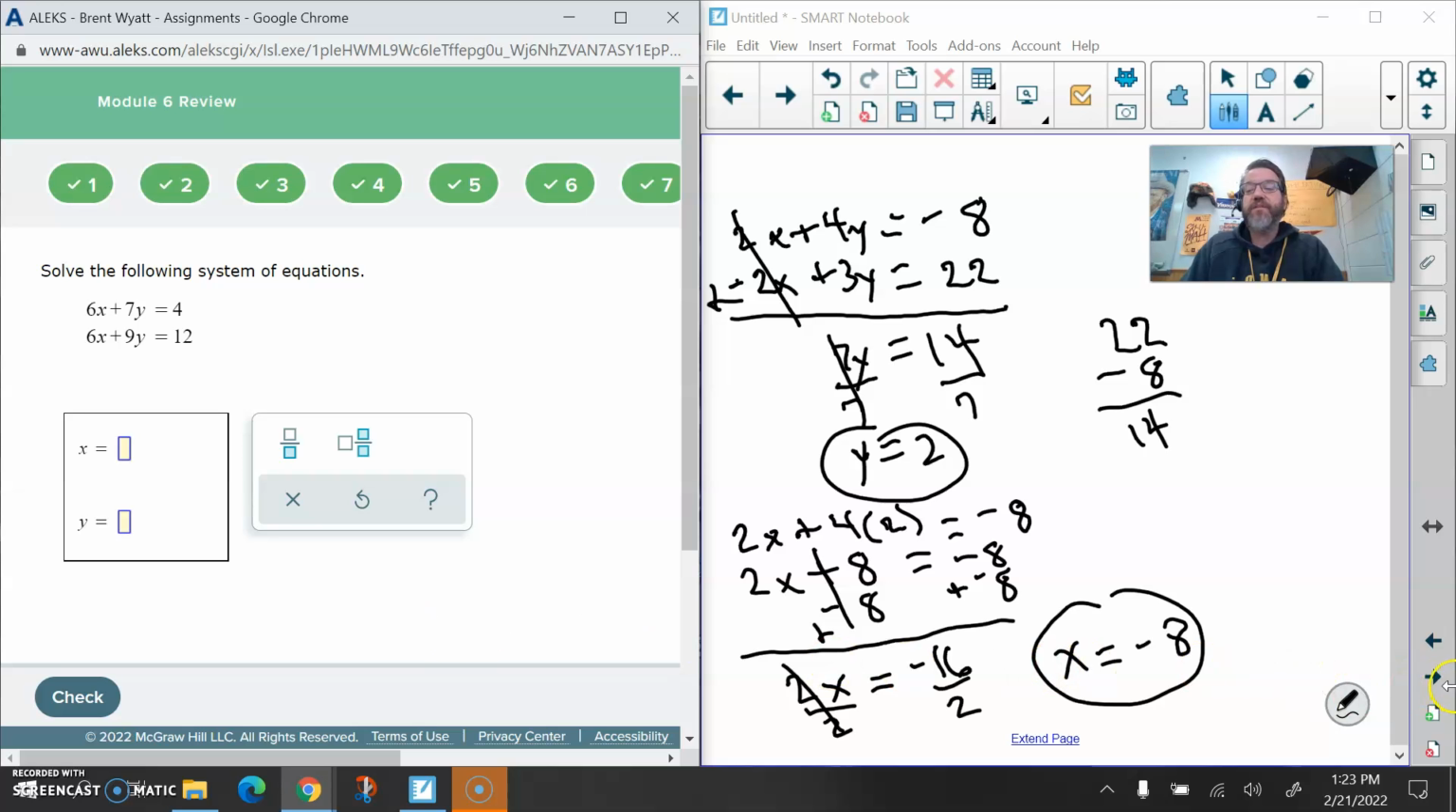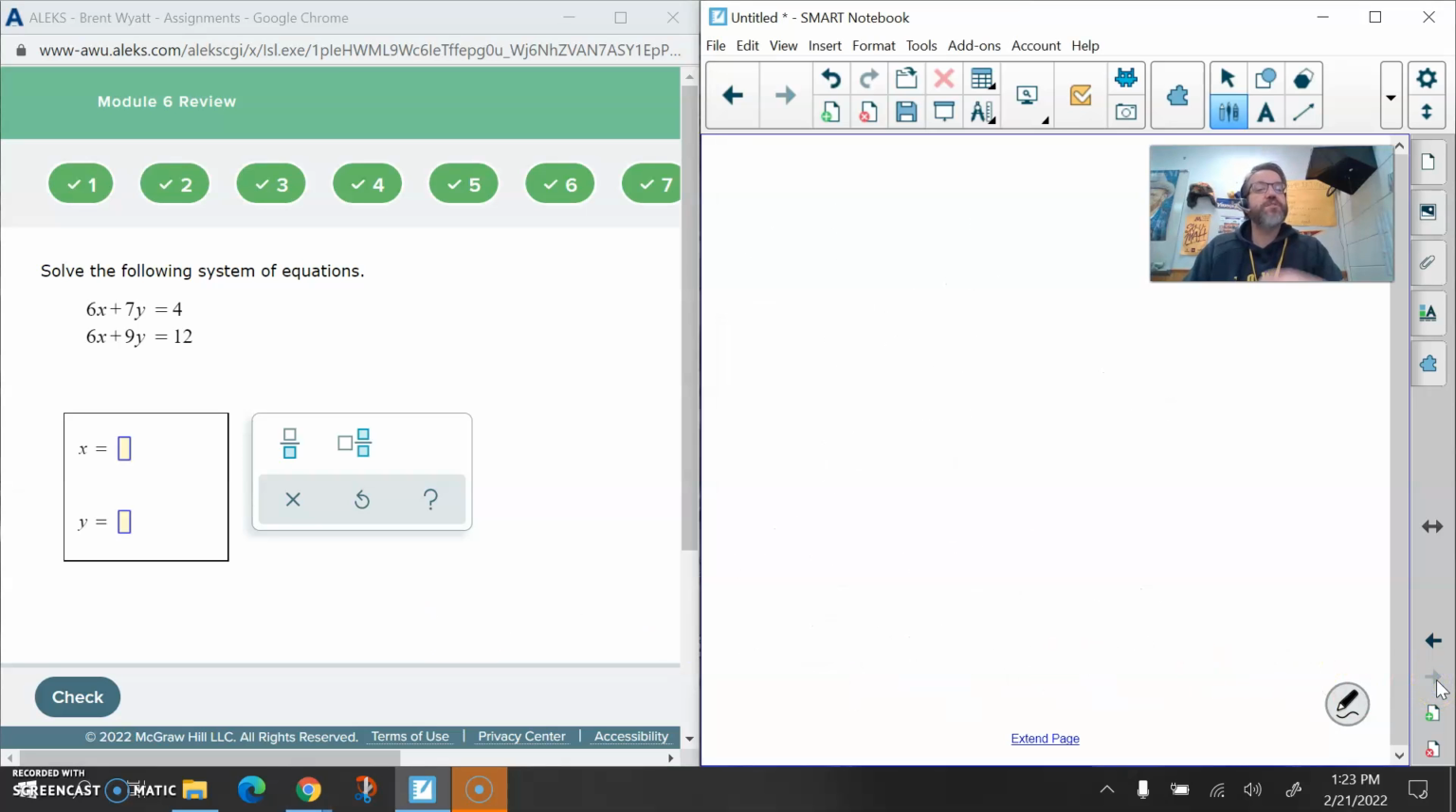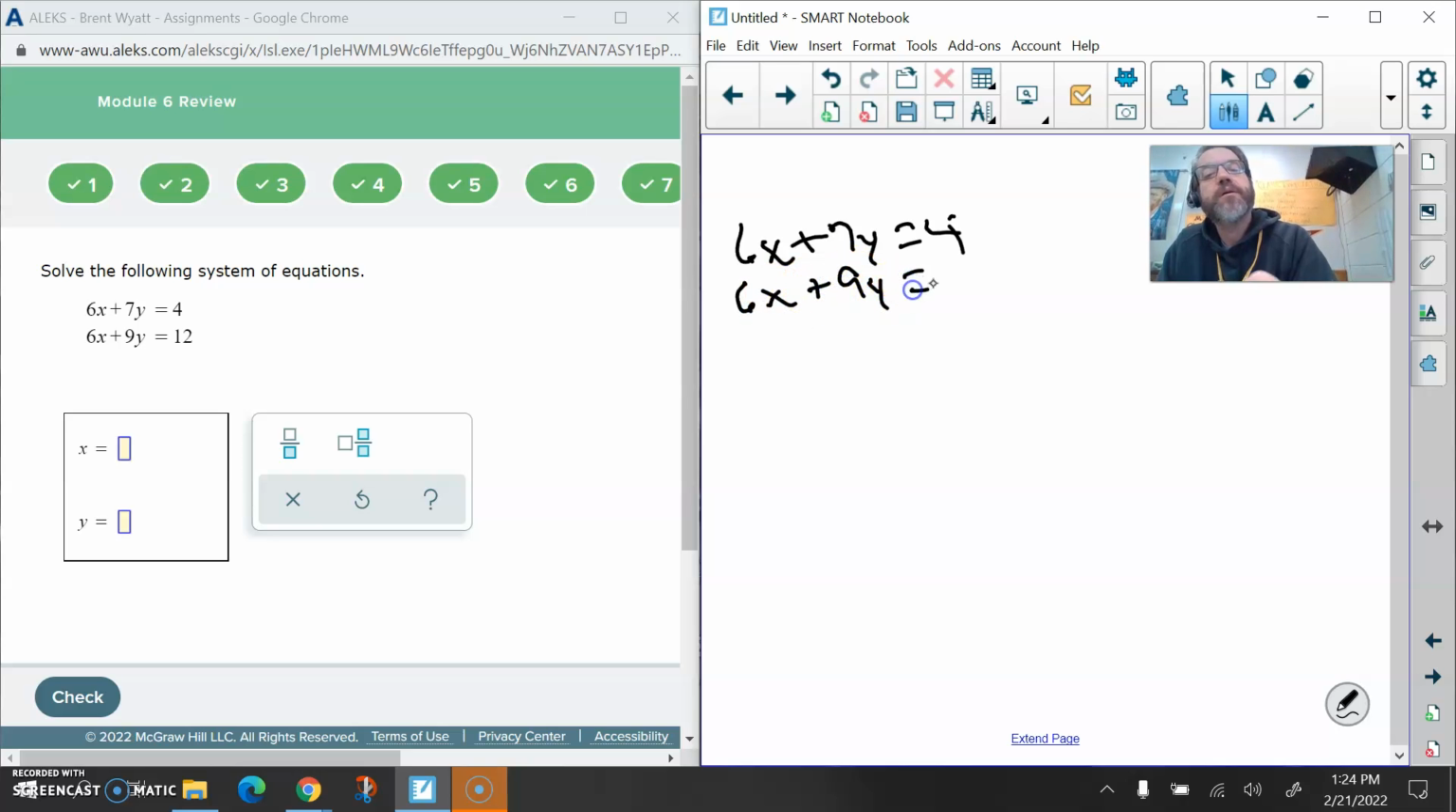All right, number 9, we have 6x plus 7y equals 4. And then we have 6x plus 9y equals 12. Hopefully you're already noticing these 6 x's are the same. So I'm going to use the elimination method on this one also. The problem is if you go to add these, 6x plus 6x is 12x. That doesn't remove it. Instead, it doubles it.